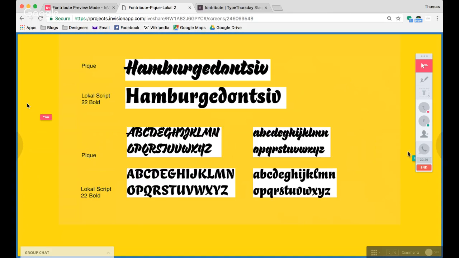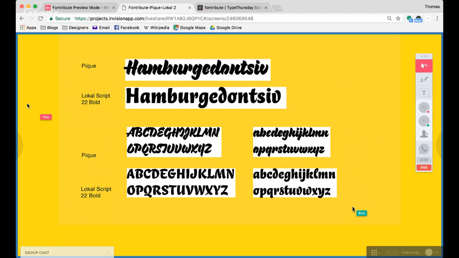I thought let's take a look at some script typefaces. Well, actually, I guess you might consider this Local Script 22 Bold by Storm Type Foundry. Would you call that maybe an upright italic? I don't even know. It's cursive? Upright cursive. That's what it's called. Yeah, it's got that kind of vibe.